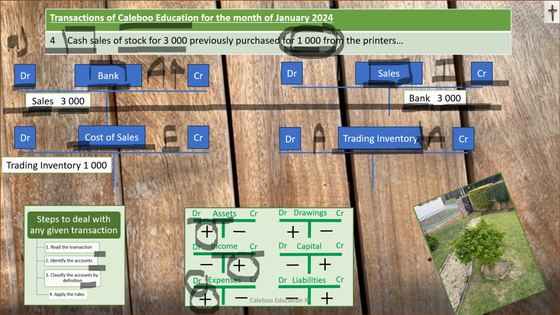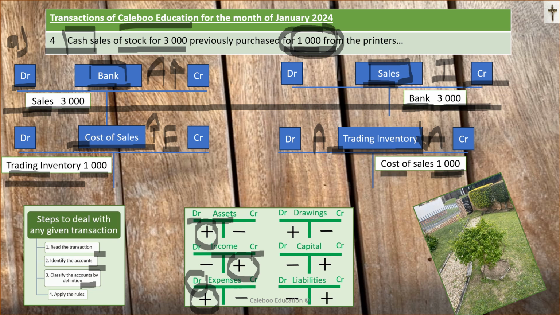So cost of sales is debited. Why? Because the rule says if there's an increase in expense, we need to debit that account. So on the debit side of cost of sales, under details, the contra account, trading inventory, and the cost of the stock we have sold was 1,000. Trading inventory, the balance of our trading inventory has decreased by 1,000. That stock has been given to the customer. We can't show that stock on our books anymore as it has left the building.